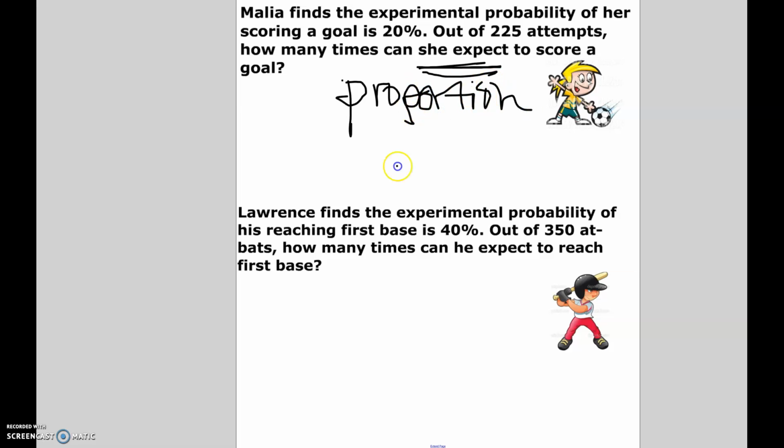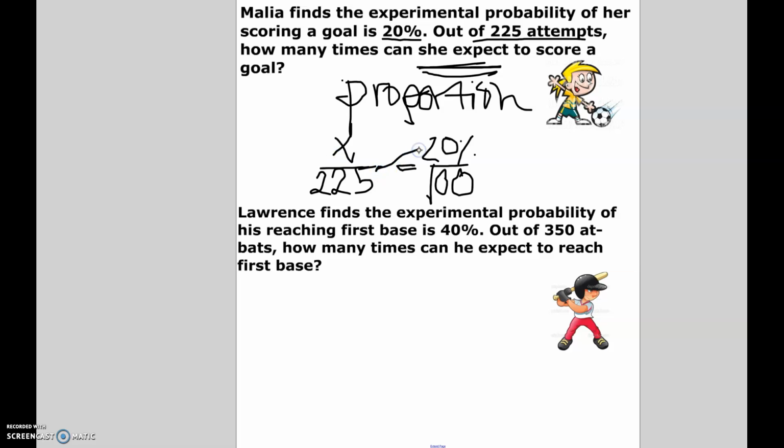Okay, so this is what a proportion looks like. It is an equal sign in the middle and then 2 ratios. On the right side, if it's a percent, like this one is, we're going to put that on the right. So this is 20%, and that will always go over 100 if it's a percent. Then on the left side, on the bottom, you put the total number of times she's doing this experiment, which is 225 times. And the top will be x.